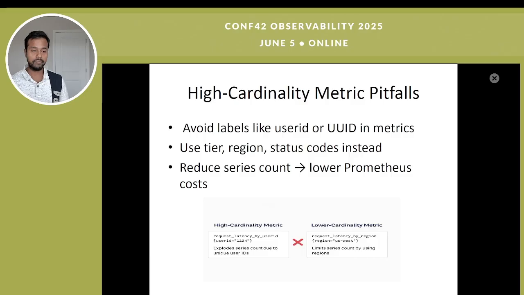First off, I want to point out something with the high cardinality metrics. So wherever possible, avoid storing the labels like user ID or UUID in your metrics, and use things like tier, region, status code, which are both more useful, and it saves cost too. You can reduce your series count, which essentially reduces your Prometheus storage cost.